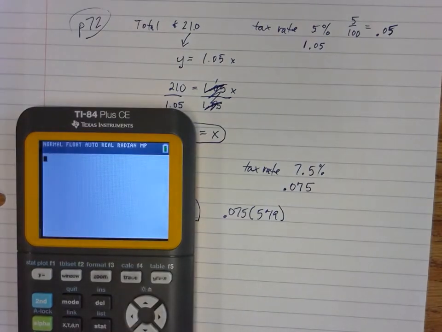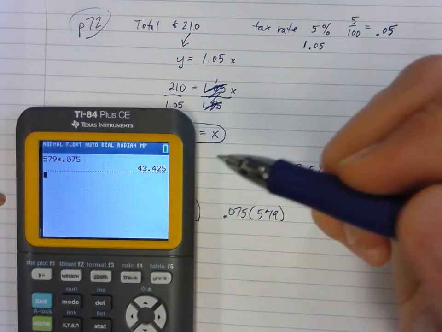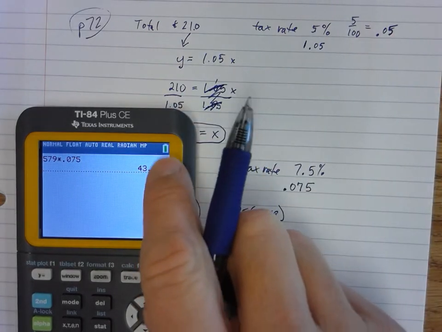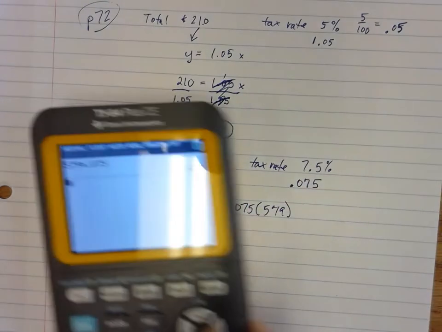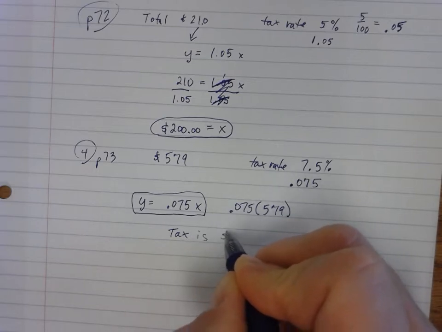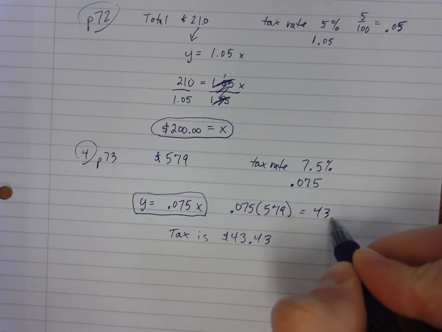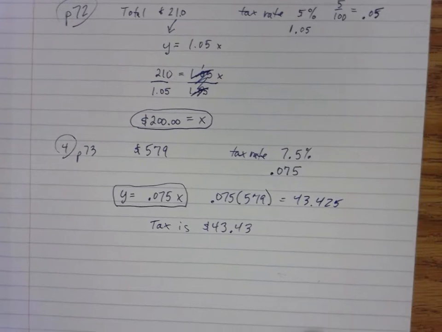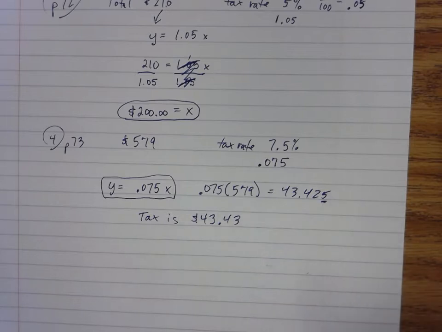Alright, so $579 times 0.075. And how much tax are you going to pay? Alright, so since there's a 5 right there in the thousandths place, you're going to have to round that up 1 cent. Okay, so we're going to round it up to $43.43, I believe is right. 43.43. Okay, so the tax is $43.43 because that came out to be 43.425. And again, since there's a 5 out there in the thousandths place, that number is 5 or higher, so we've got to round it up 1 cent.